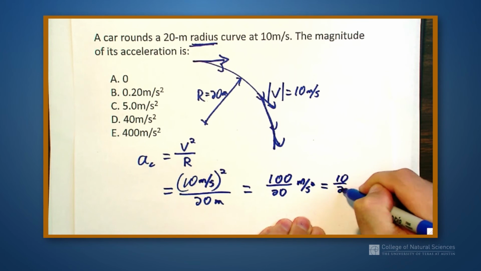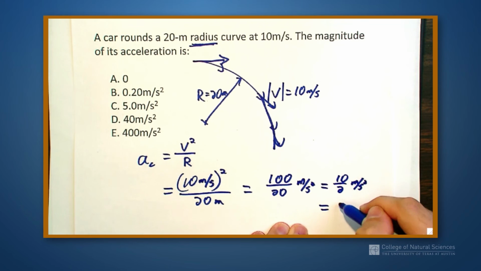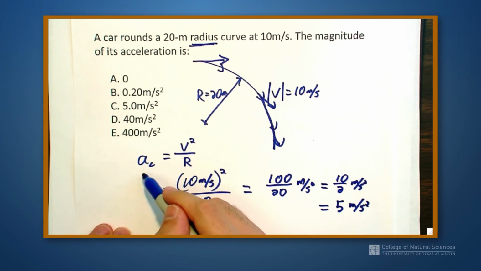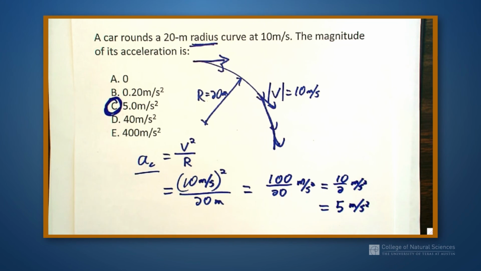10 over 2 meters per second squared, which gives me a grand total of 5 meters per second squared as my acceleration. So I come up with answer choice C as the right answer. Not that hard of a question, but just a good one to try. Make sure that we can do what we're trying to do.